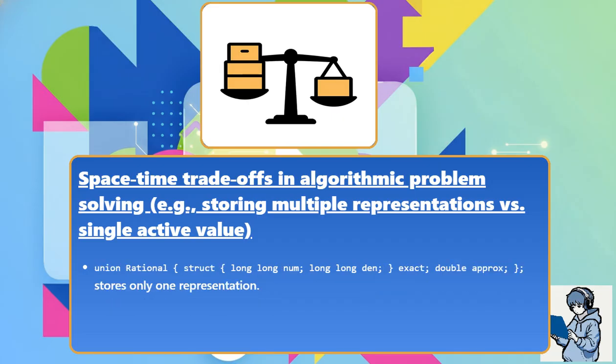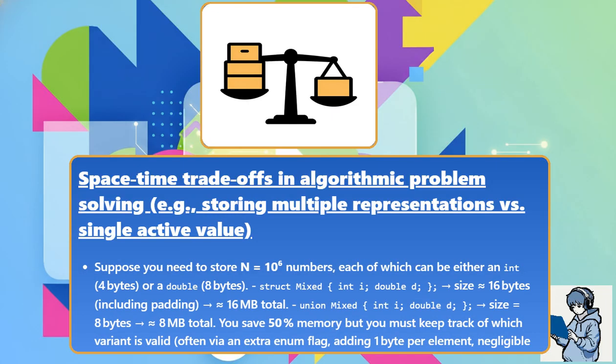Union rational with a nested struct containing long numerator and long denominator called exact, and a double approximation stores only one representation. Suppose you need to store n equals 10 to the 6 numbers, each of which can be either an int, 4 bytes, or a double, 8 bytes. Struct mixed with int i and double d has size approximately 16 bytes including padding, which is about 16 megabytes total. Union mixed with int i or double d has size 8 bytes, about 8 megabytes total.